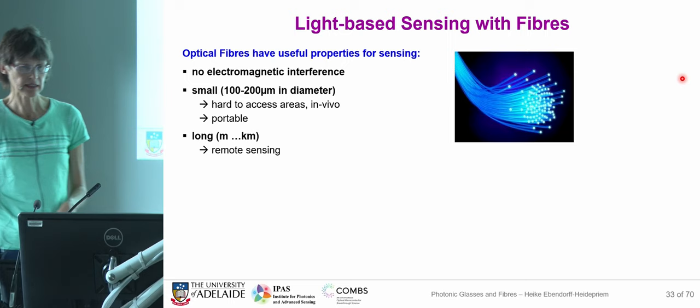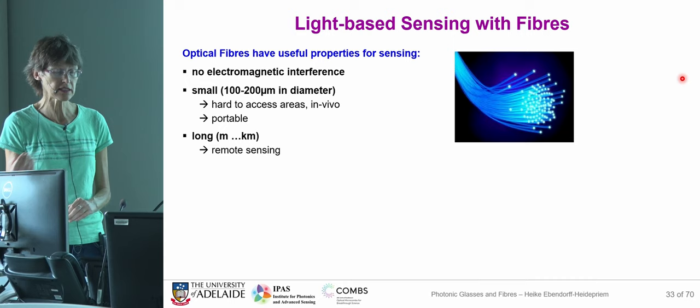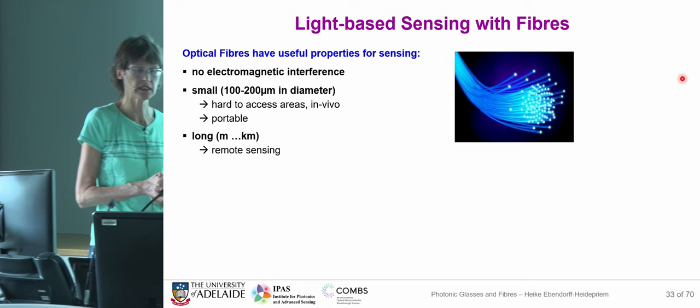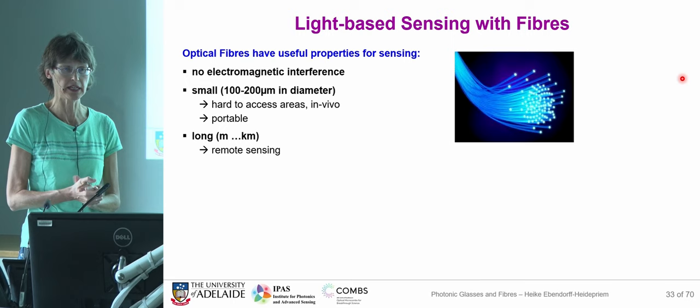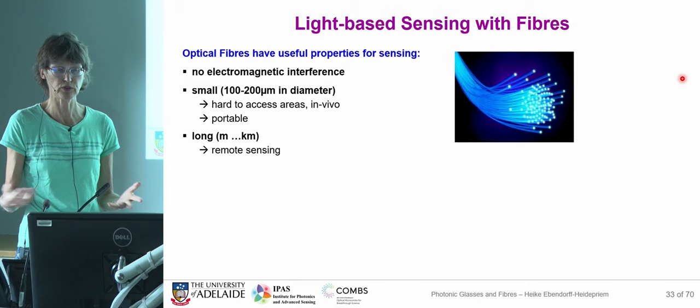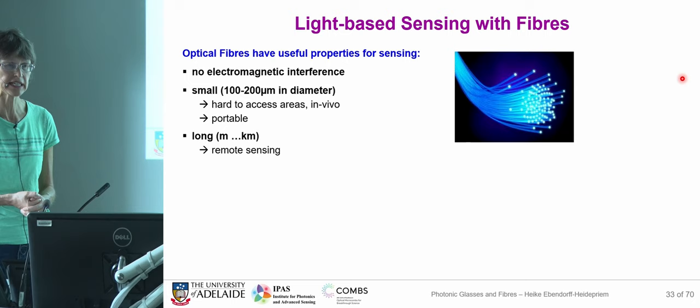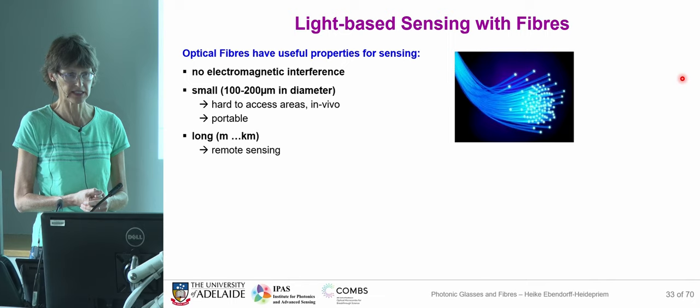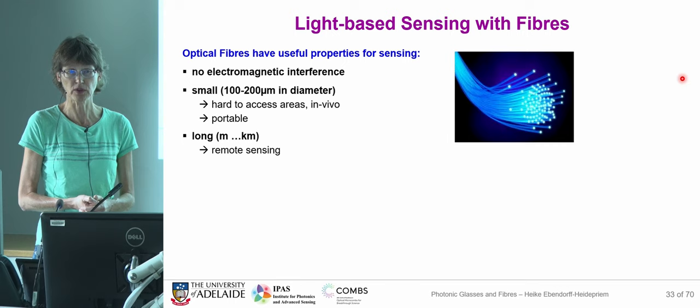Next application area, light-based sensing with fibers. Fibers have the advantage for sensing that the sensing is based on light, not on electricity, so no electromagnetic interference. A fiber is small, 100 to 200 micrometer in diameter, so it can be used in hard-to-access areas like for example in vivo. Because it's small and lightweight, fibers are also ideally suited for making portable sensors. Fibers can be very long, and so this is ideal for remote sensing.